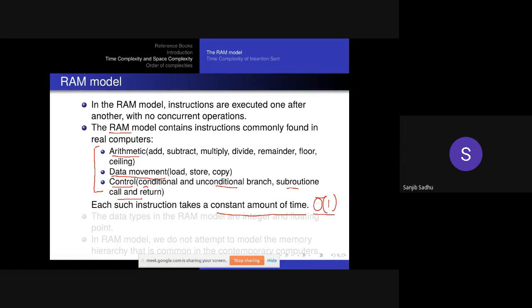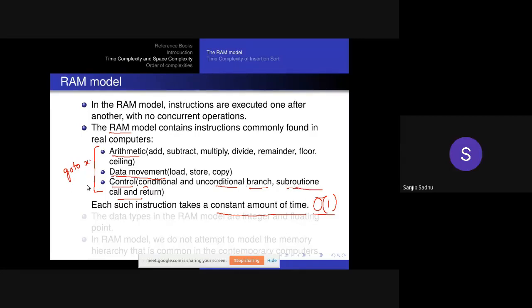Sir, could you just repeat what control means? I couldn't really get that. Control means the branch. You know branch, you go to a label, you have used that. So this type of statement takes how much time? A constant amount of time. Similarly, subroutine call means function call.